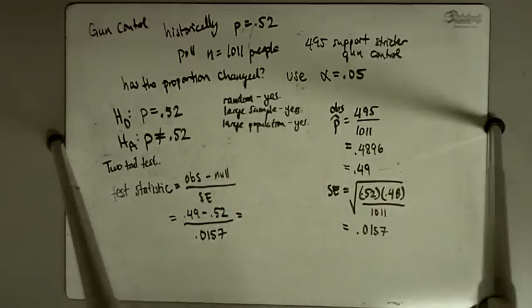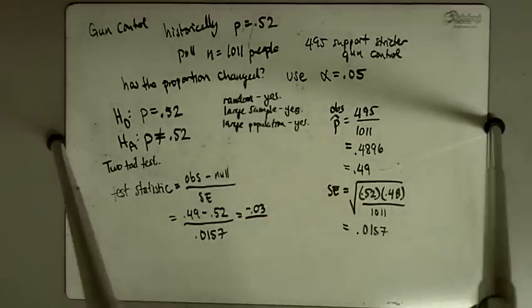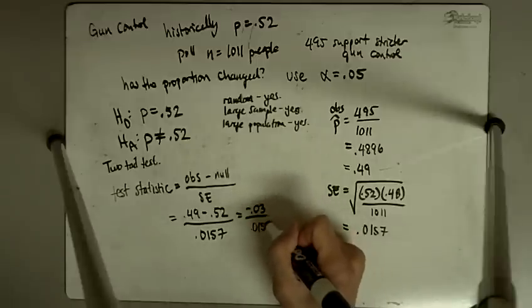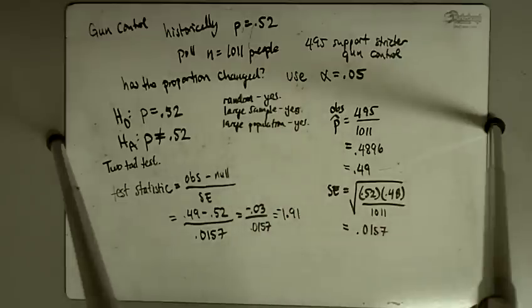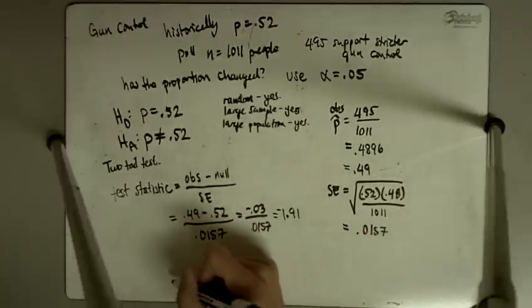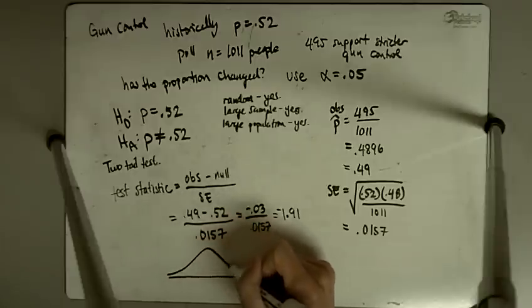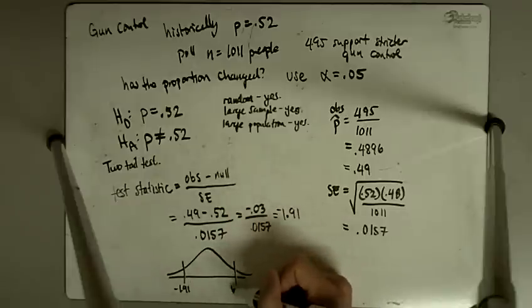This gives me, on top I have negative 0.03 divided by 0.0157, and I get a z-score of negative 1.91. So my test statistic is negative 1.91. I draw a line over there, and because it's two-tailed, I'm going to look at both tail areas.